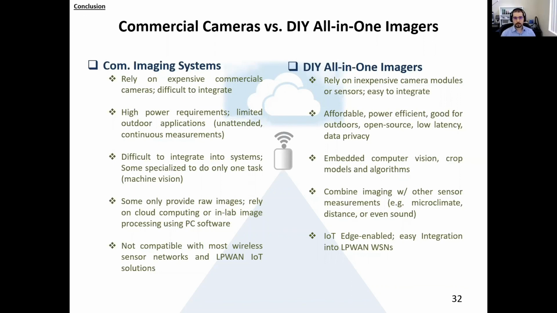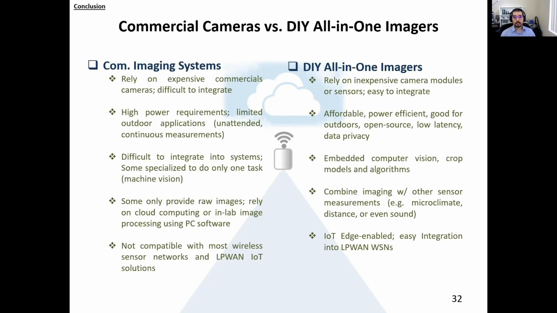And then there are other benefits. They come with the benefit of embedded computer vision, crop models and algorithms, and you have control over everything, because some commercial imaging systems might also come with some of these algorithms. But when you develop your own algorithms and embedded system, then you have control over every detail. You can modify them to suit your application.